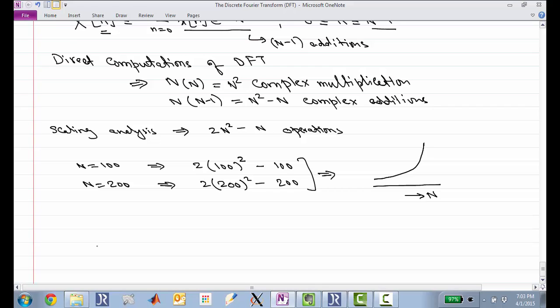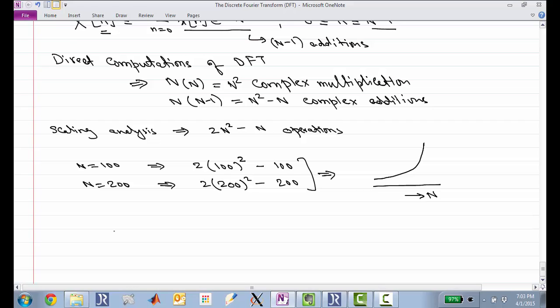So this was one of the main reasons. DFT was actually known to engineers for a long, long time. But this was one of the main reasons that digital signal processing didn't come into mainstream, even though DFT was known for a long time, because of the complexity of DFT.